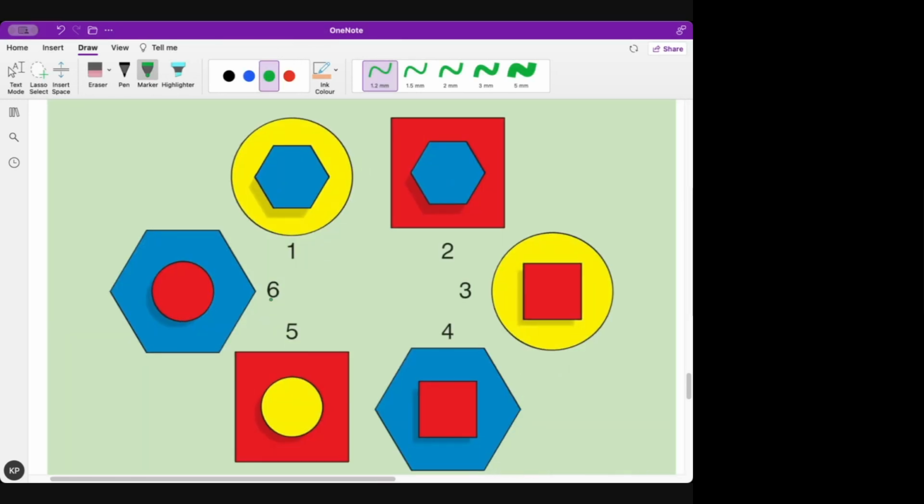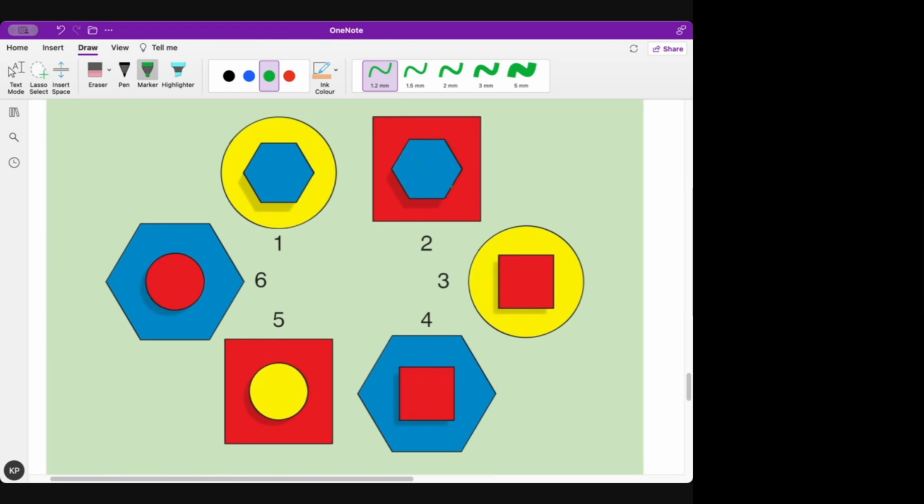And I have one last one. Okay, for this one of these shapes are wrong. Okay, and I need you guys to tell me which one. So this is number 1, number 2, number 3, number 4, number 5, and number 6. Which of these shapes are incorrect? Let's see. Which of these ones are incorrect?